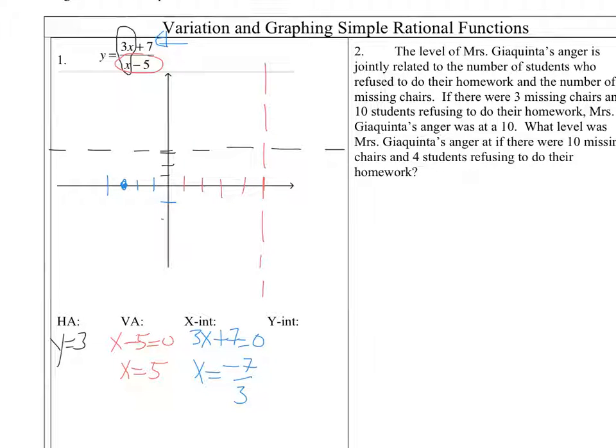Finally, for the y-intercept, we're going to put 0 in for x, and we get 0 plus 7 over 0 minus 5. 7 over negative 5 is going to be negative 7/5, which is a little bit less than 1. That gives a pretty clear picture of what the graph looks like on my left side. And the right side, because this is a basic graph, is just going to be the opposite of that.